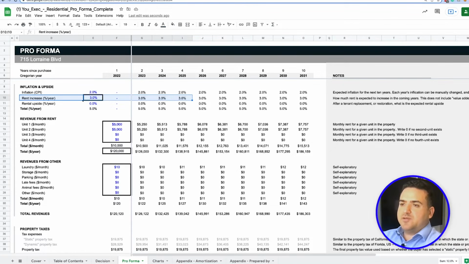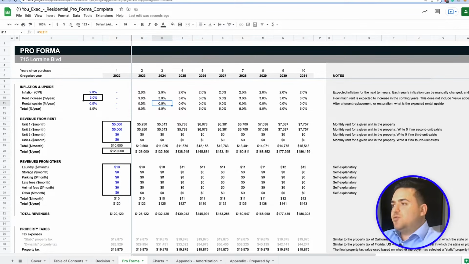The same thing applies to rental increase. What is the percent of rent increase that you expect in the coming years? Rental upside is the percent of gross revenue that you're looking to increase because you're doing a value add play, or you have a long-term tenant that moved out that now you can retrofit the apartment or unit so that now you can rent it for a higher price.